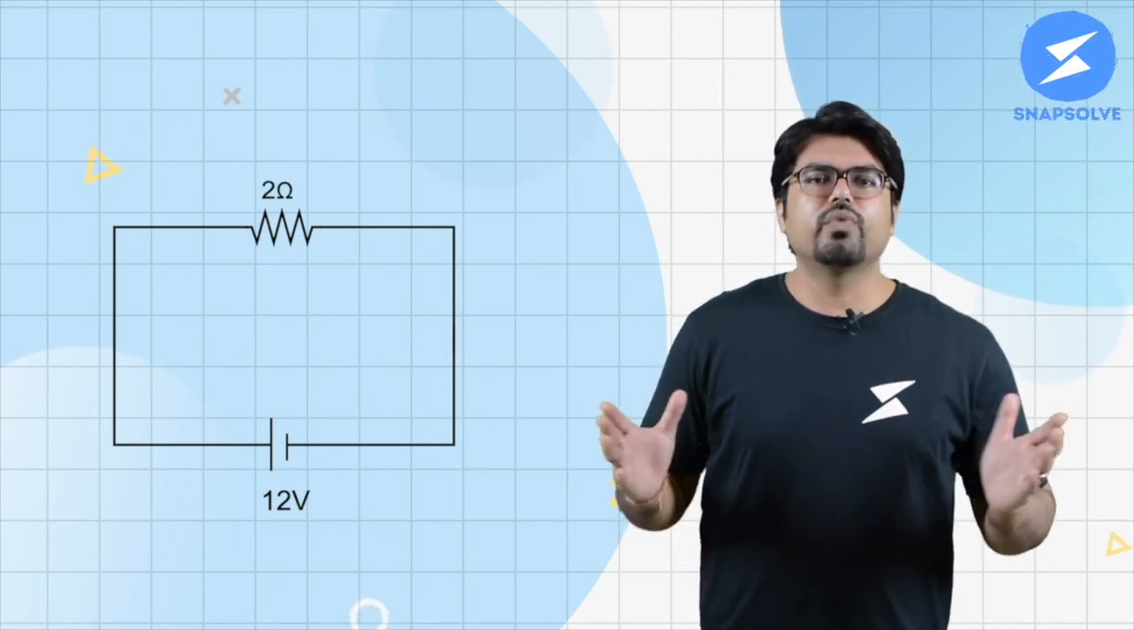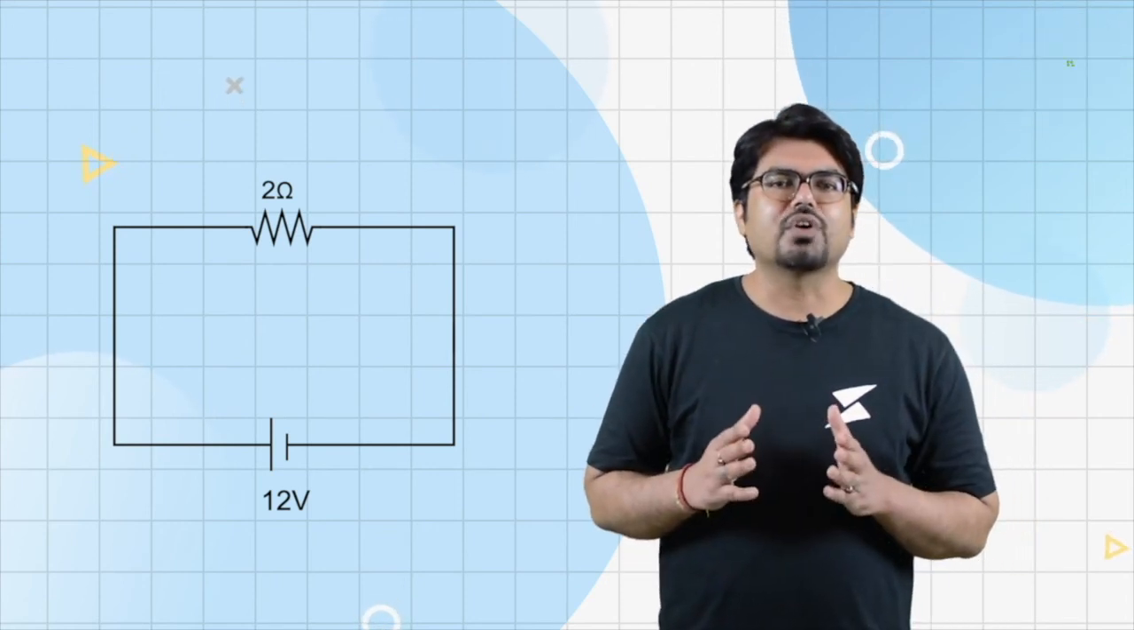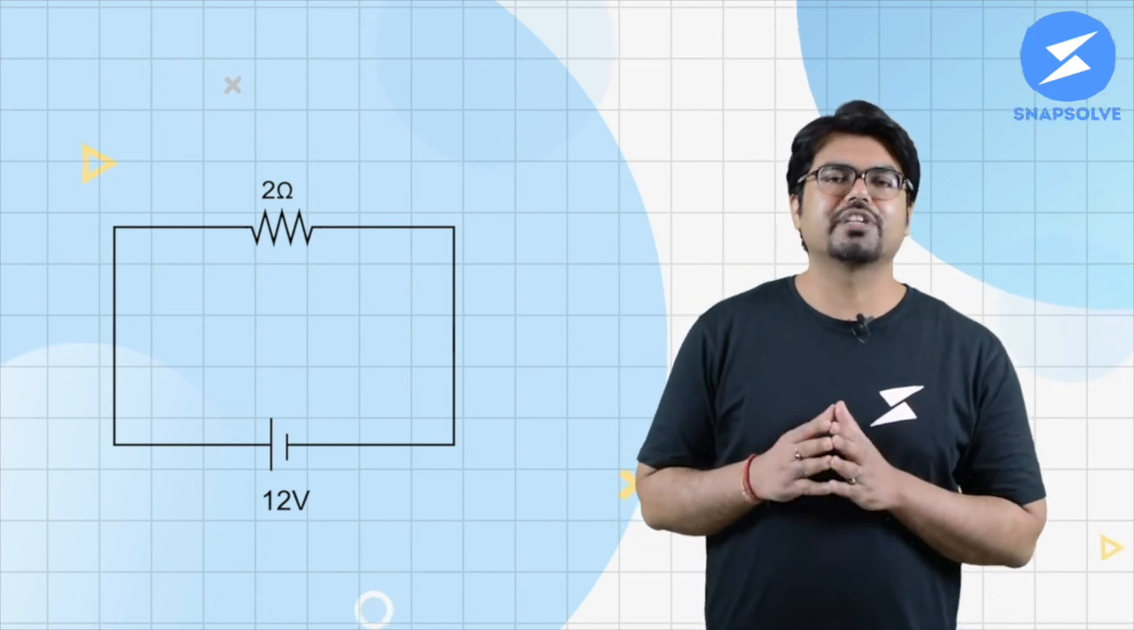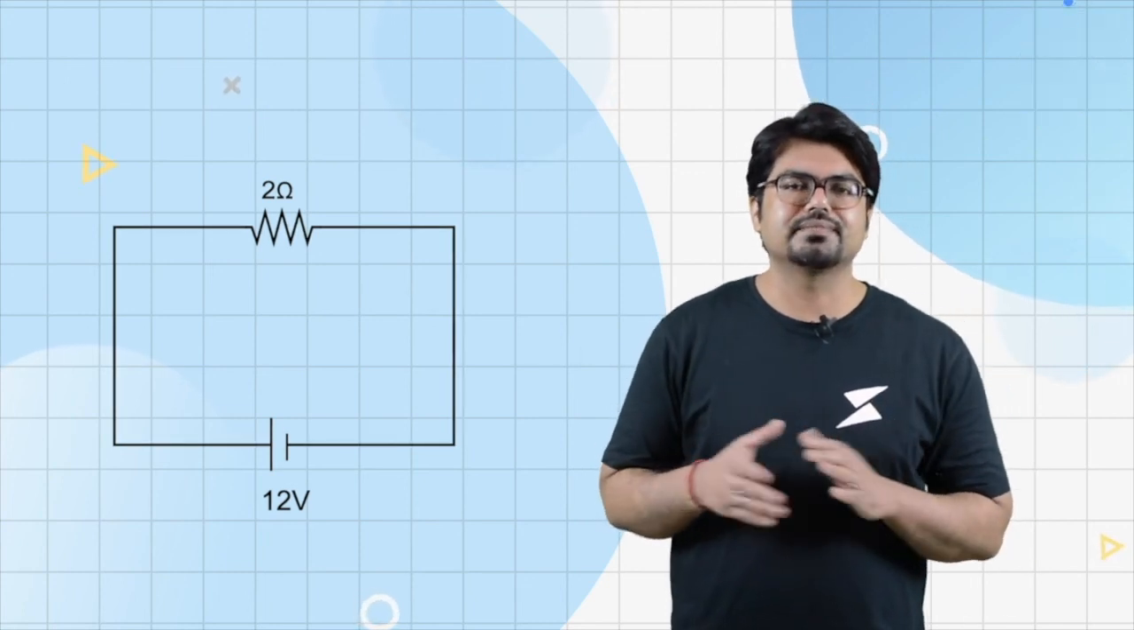So that's how we can find the equivalent resistance of a complex combination of resistors in series and parallel.